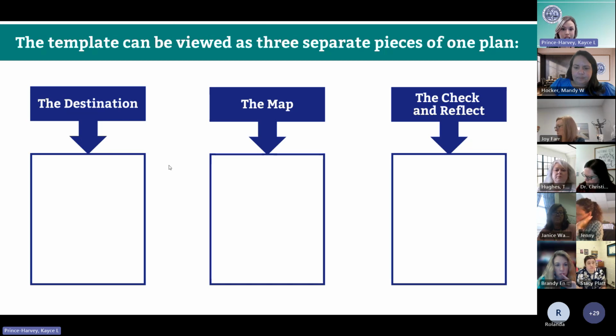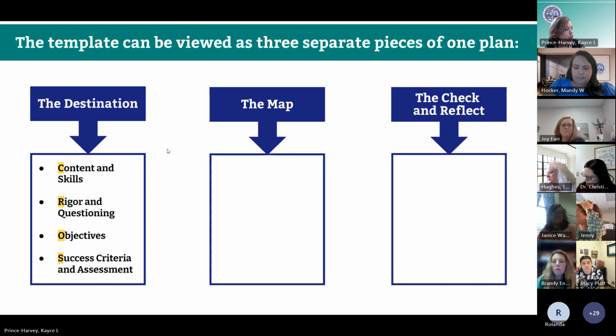So when we think about the destination, these pieces of the cross-check method really are going to align with that destination piece. So the content and skills, the rigor and questioning, the objectives, and the success criteria and assessment, right? That's the where we want to go.